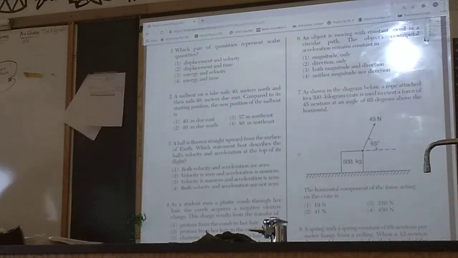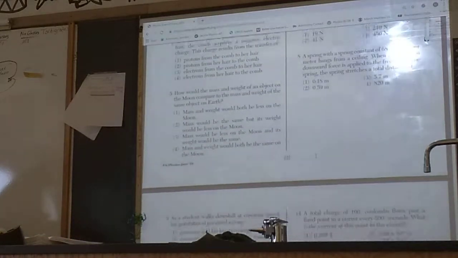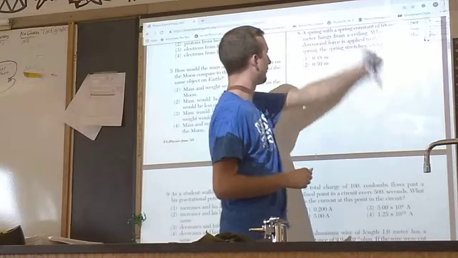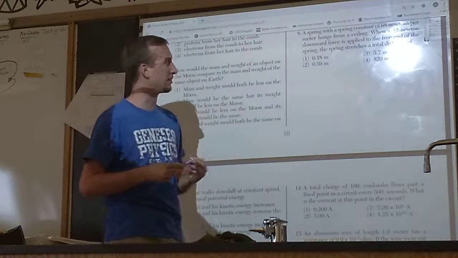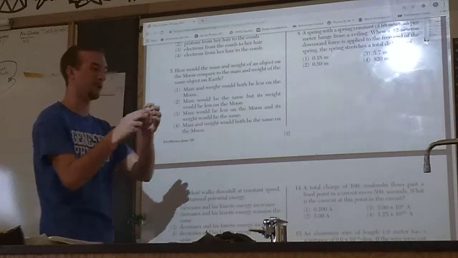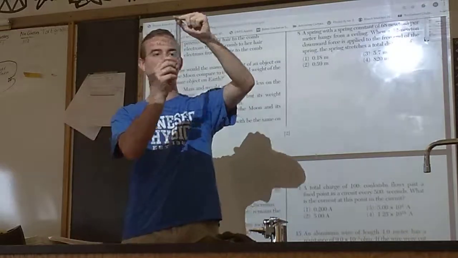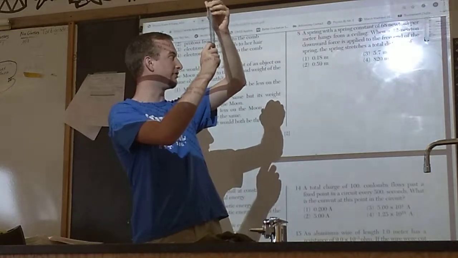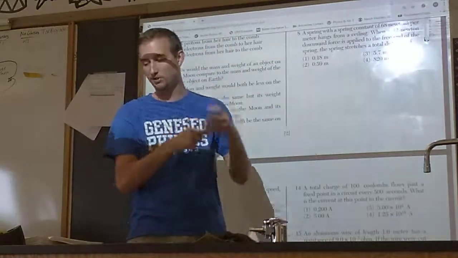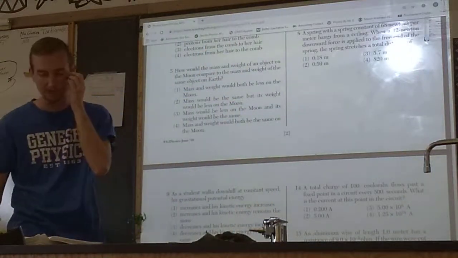A spring with a spring constant of 68 newtons per meter hangs from a ceiling. When a 12 newton downward force is applied to the free end, the spring stretches a total distance of what? So we have a spring hanging from the ceiling. We are simply putting a 12 newton downward force on this. We want to know how far it stretches. This is a forces question. The equation is on the reference tables.